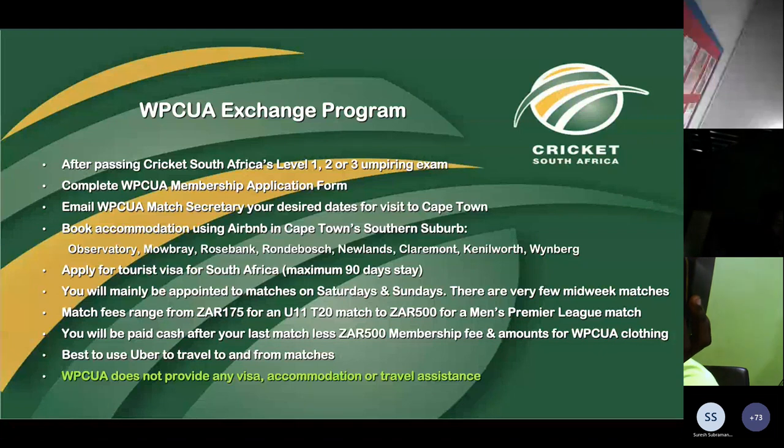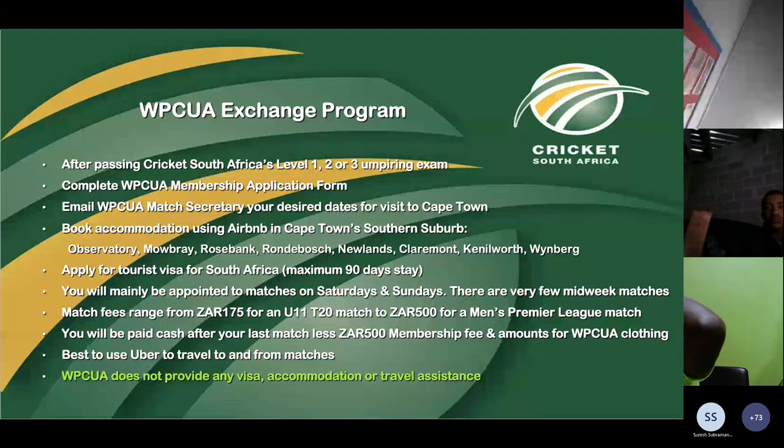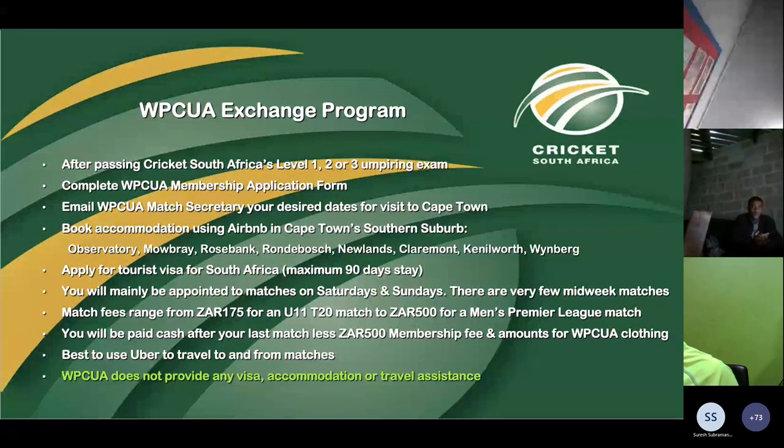When you fill in the membership application form, there is space for you to write the dates that you will be in Cape Town for. So then our match secretary will be able to appoint you to matches over the weekends that you are available in Cape Town. I suggest you book accommodation using Airbnb in Cape Town's southern suburbs. Why? Because there are a lot of cricket fields in these areas, and the famous Newlands Cricket Ground is also where we have most of our meetings. So the suburbs are Observatory, Mowbray, Rosebank, Rondebosch, Newlands, Claremont, Kenilworth and Wynberg. So you can, in your Airbnb search, type in any one of those suburbs, and you will find what the prices are per night, per week, per month to stay in Cape Town.